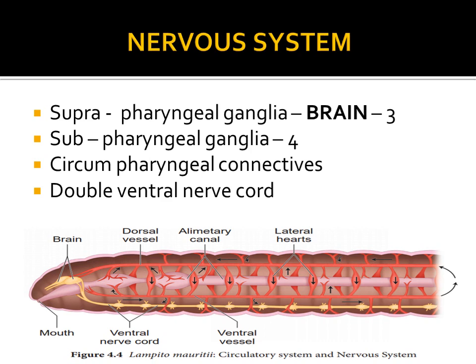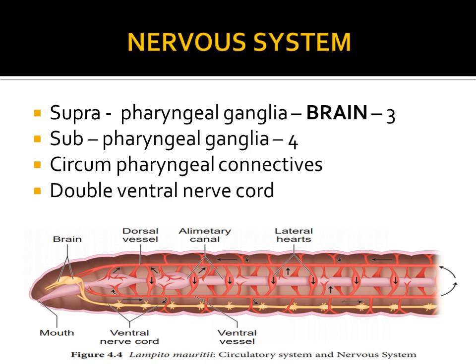Then why are they named supra and sub? The first one, supra, is present above the pharynx, hence it is known as the suprapharyngeal ganglia. The second ganglia is located below the pharynx, and that's why it is known as the subpharyngeal ganglia. So these two regions are present around the pharynx region. These are the major regions of the nervous system.